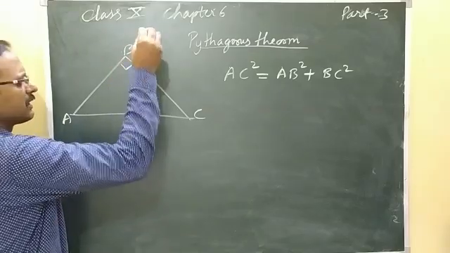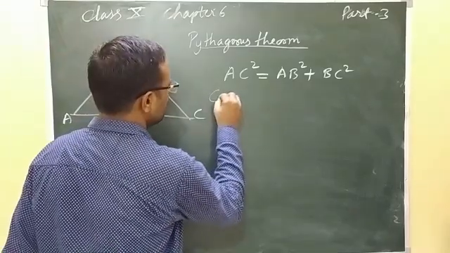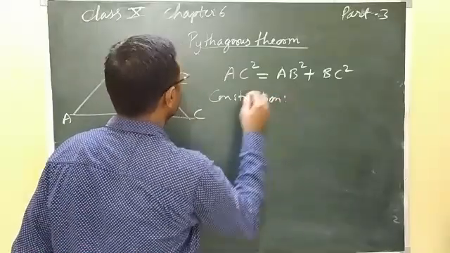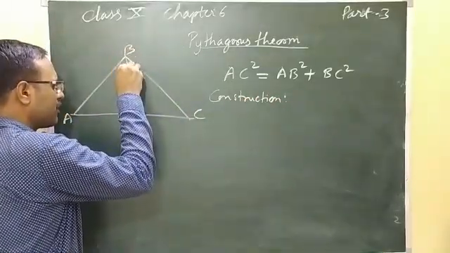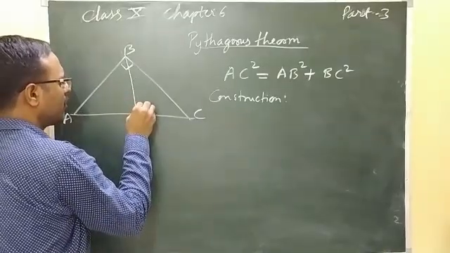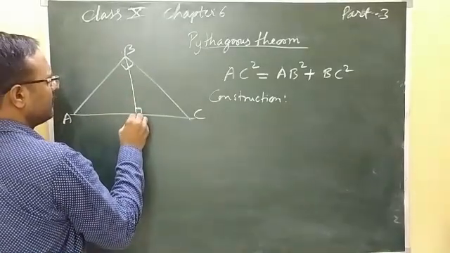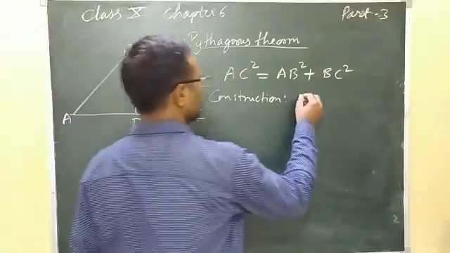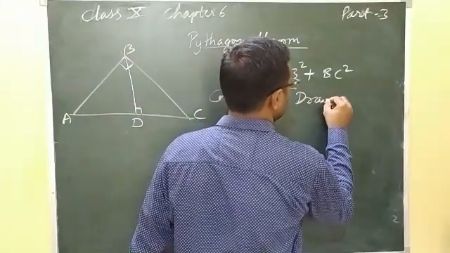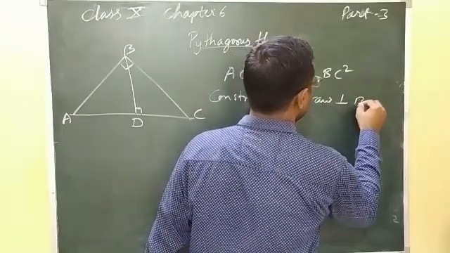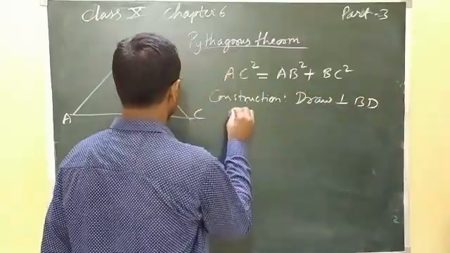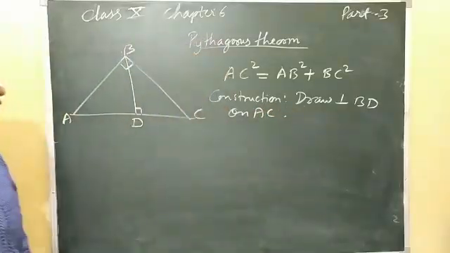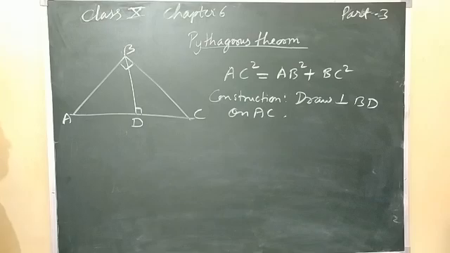Now what construction is required here? Construction we have to do. The construction is, you have to draw a perpendicular from B on AC. This perpendicular will be called BD. So the construction is, draw perpendicular BD on AC.